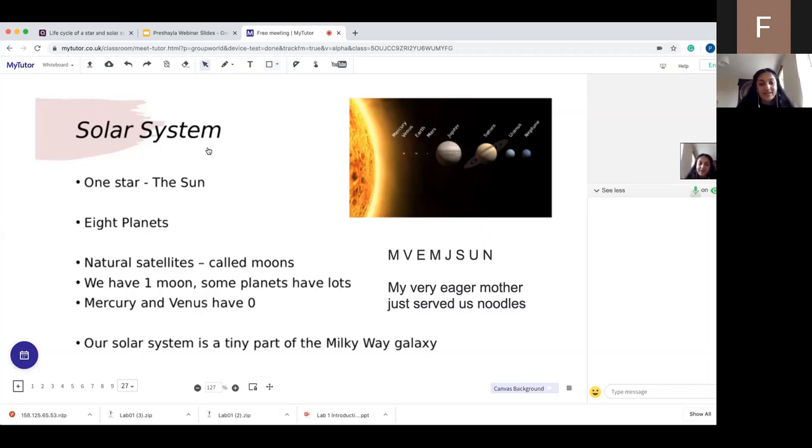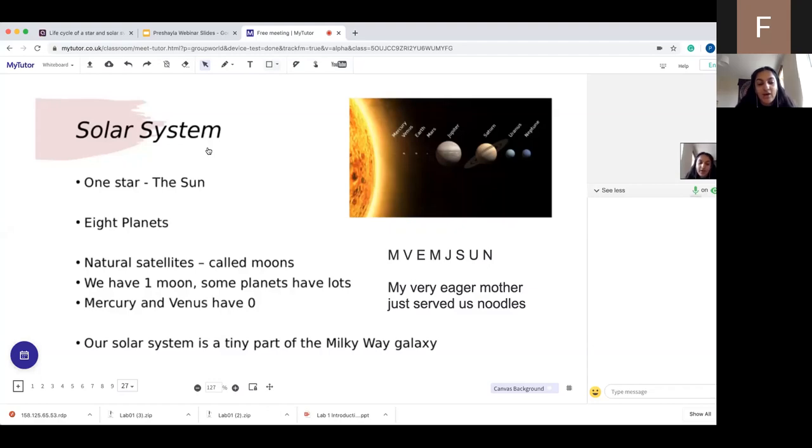Some planets have lots and lots of moons. Mars has 2 moons, Saturn has a few moons, Jupiter has a few moons, and Mercury and Venus have 0. So it really varies between the planets, but it's important to remember that our Earth is not the only planet that has a moon.